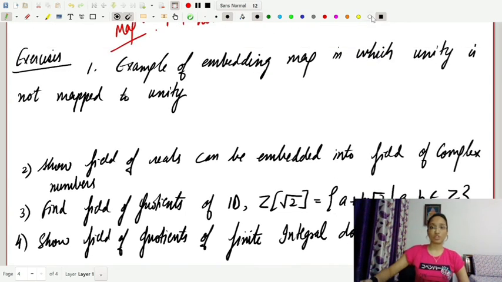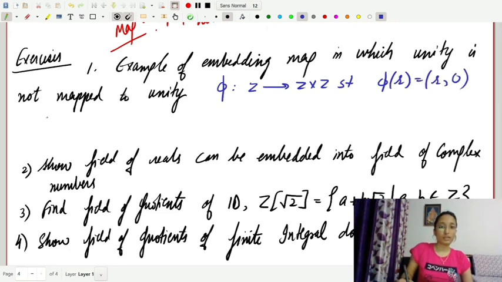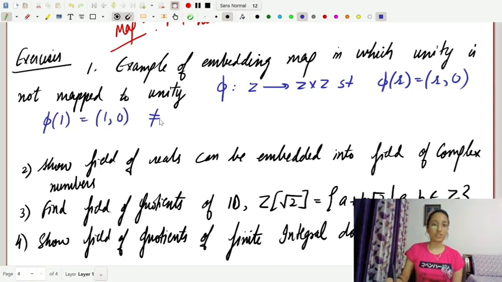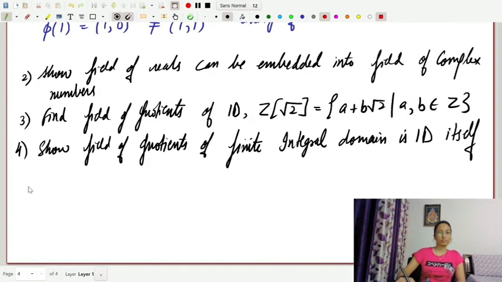For a hint of the first question, consider an embedding map phi, which can be easily shown by you to be a one-one homomorphism from Z to Z cross Z such that phi of r is equal to (r, 0). Then phi of 1 is equal to (1, 0), which is not equal to the unity (1, 1) of Z cross Z. Thank you.